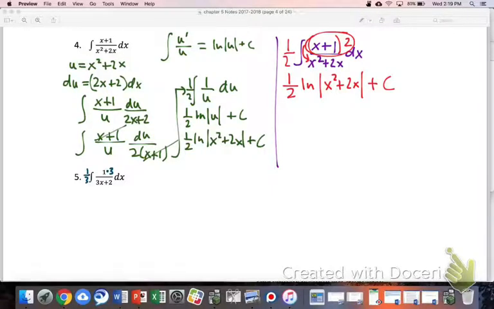Lainey, do you have it? Yeah. What do you got? I got 1/3 log natural of the absolute value of 3x plus 2 plus c. And don't forget the plus c. Yep. That's exactly right.